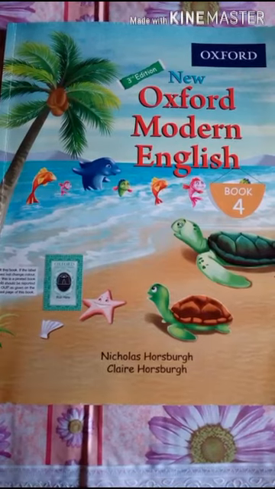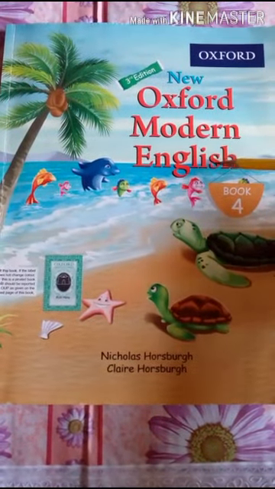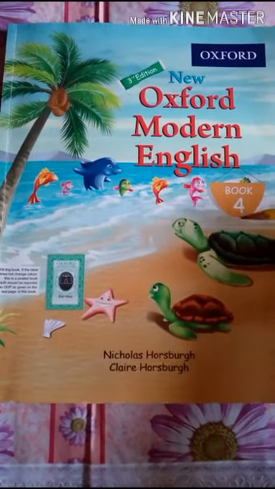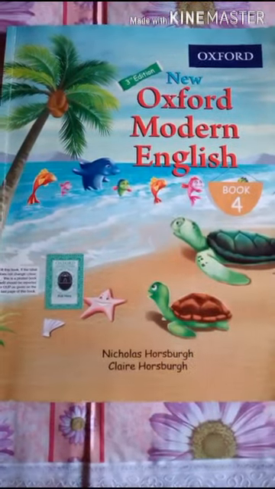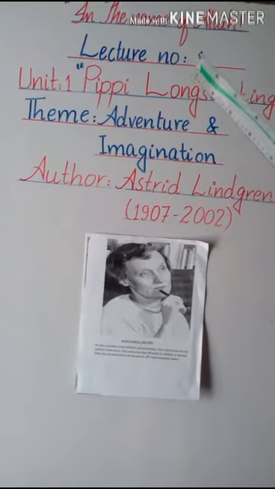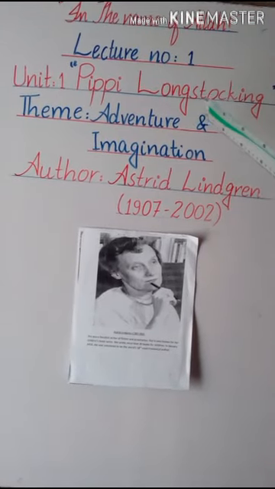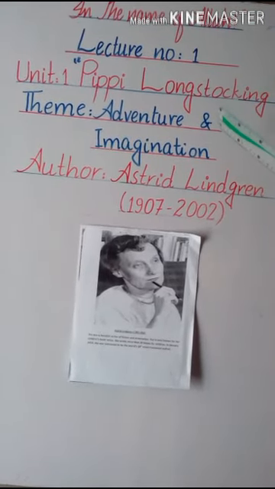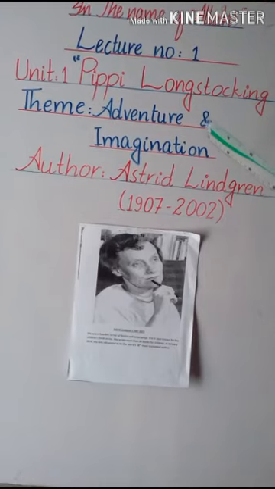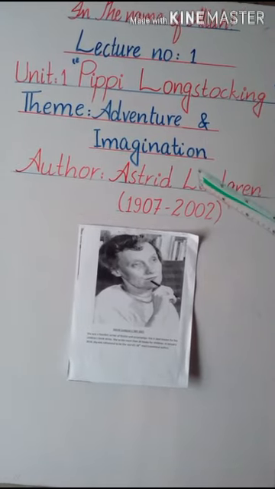Today we are going to study New Oxford Modern English Book 4. Take out your books and open chapter number 1. This is lecture number 1, unit number 1, Pippi Longstocking. Before starting the lesson, I will tell you about the theme and some information about the author.